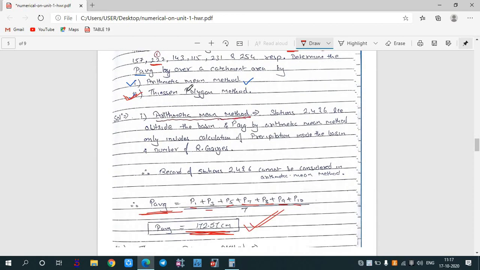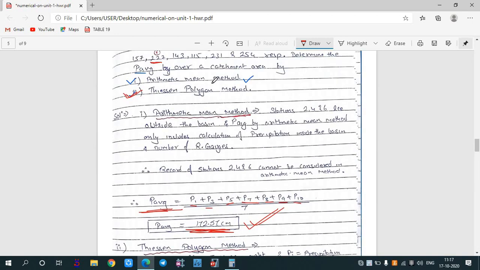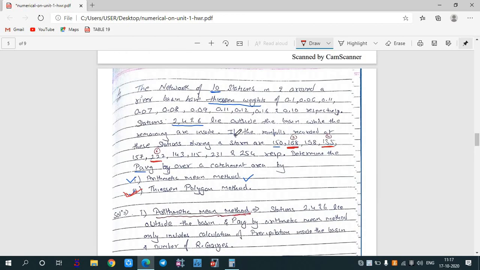So in Thiessen polygon method, the only difference is that in this case we have got the weighted parameters of the station. So what we have to do is multiply the data with the weighted parameters. Since we have got the first station value as 150 and the weighted value is 0.1, we'll multiply 150 with 0.1.